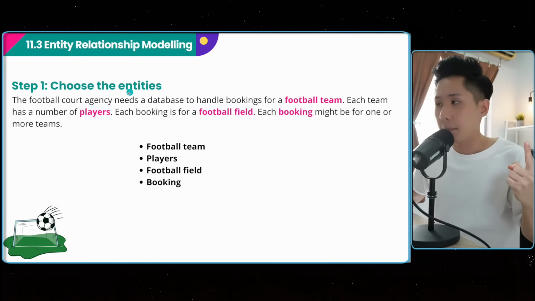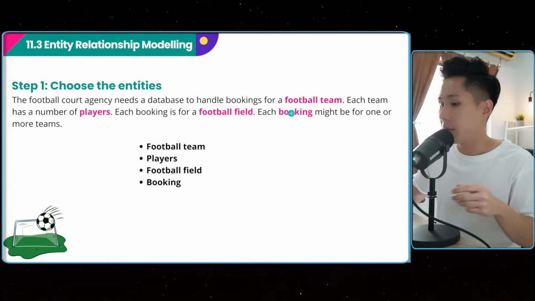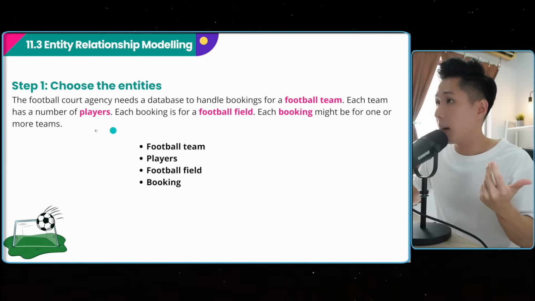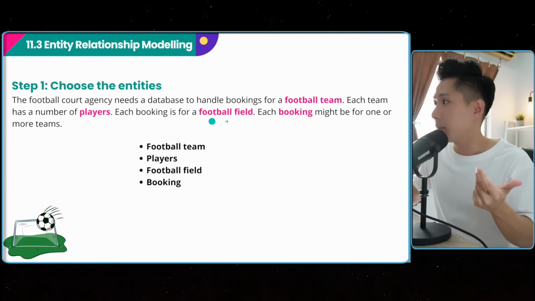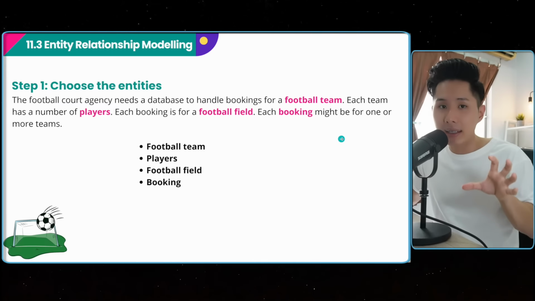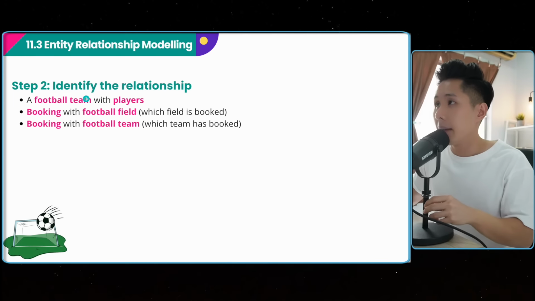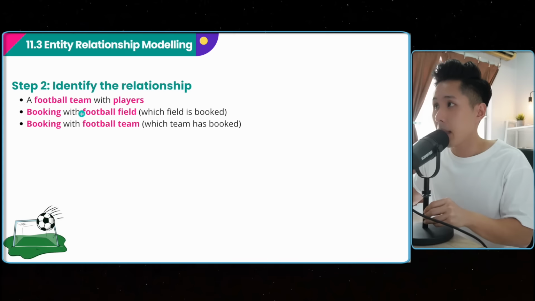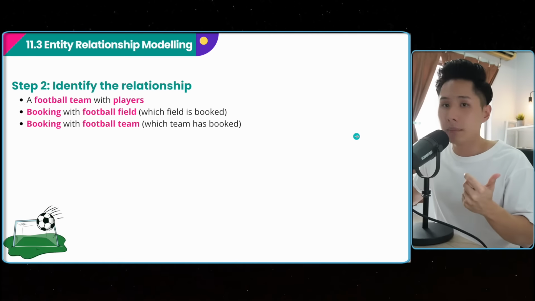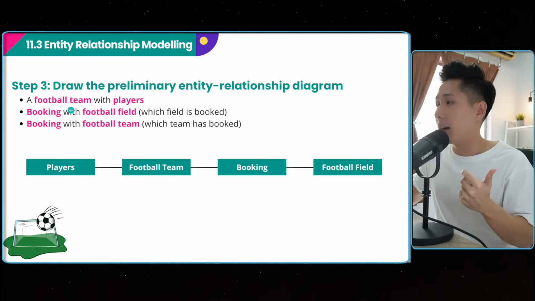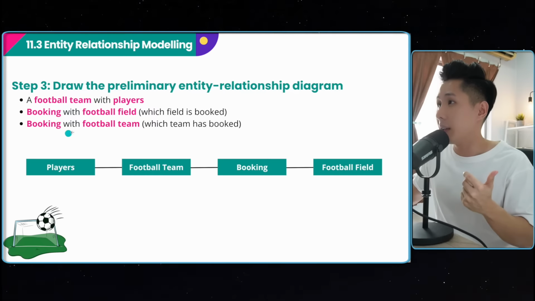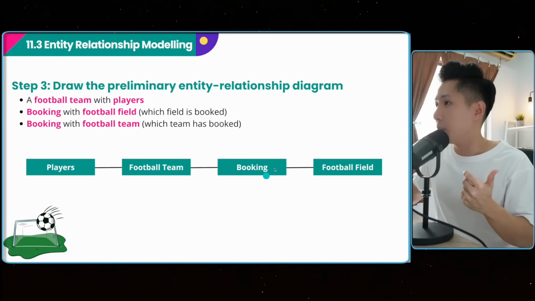Choose the entities, the first step. What are the entities involved? First of all, is the football team, followed by the players they have, the football field, and booking. And we can connect these together using a diagram and relationships. So the relationship is that a football team has players, booking is for a football field, and booking involves one or more teams. So this is how we can draw out the relationship. Football team has players, and booking is related to football field and football team.